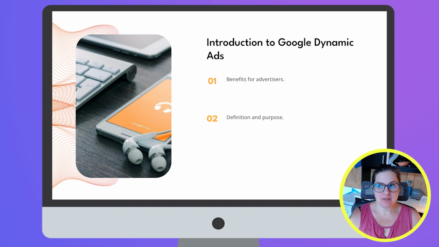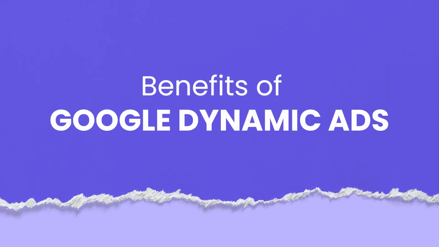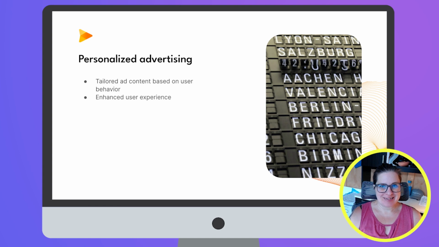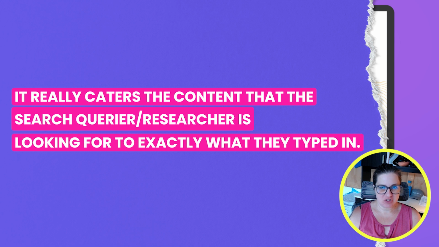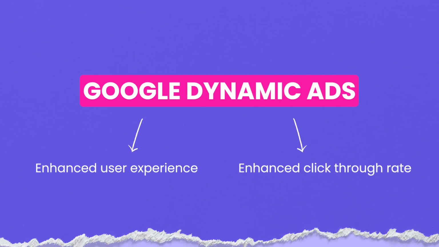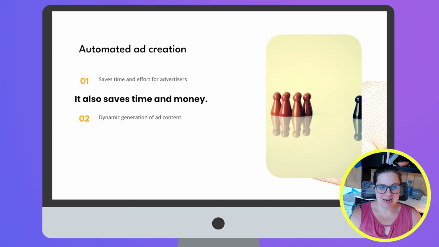You come up with the ads and you find all the search queries and use your algorithms and AI to match it up. Now, there's some great benefits to do this, but there's also some downsides. So one of the benefits is personalized advertising. It really caters the content that the search querier, the searcher is looking for to exactly what they typed in. So it has an enhanced user experience and an enhanced click-through rate. It also saves time and money.